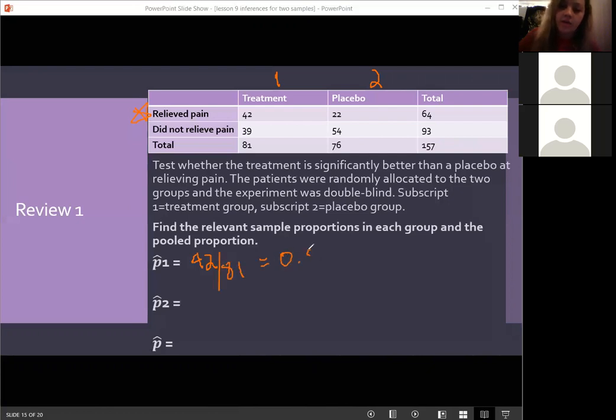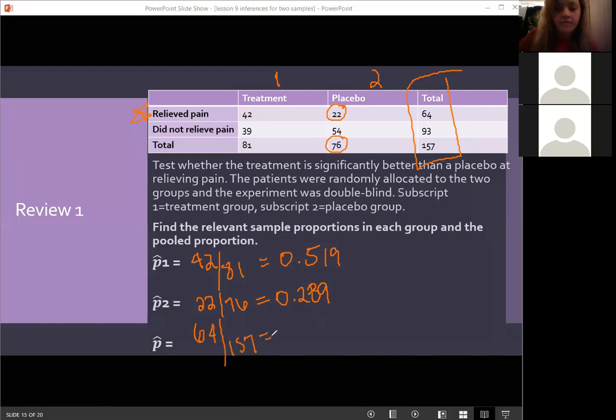So we're going to get about 0.519. Then for P2, we're talking about the placebo, so how much relieved pain divided by our total. We're going to have 22 divided by 76, and that's going to give us about 0.289. And lastly, for our pooled proportion, we want to make sure that we're talking about our total here, everything that relieved pain divided by the total number that we had. So we're going to have 64 divided by 157, and that'll give us about 0.408. So those are our different proportions for each group. This is our first group, this is our second group, and this is our pooled, obviously.